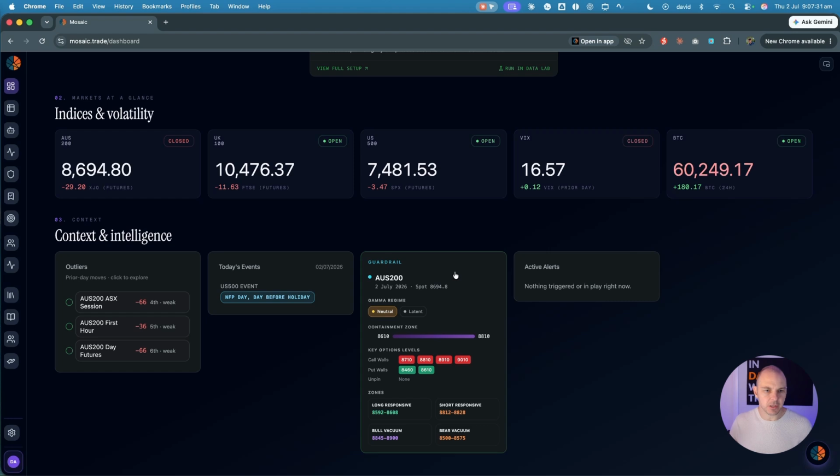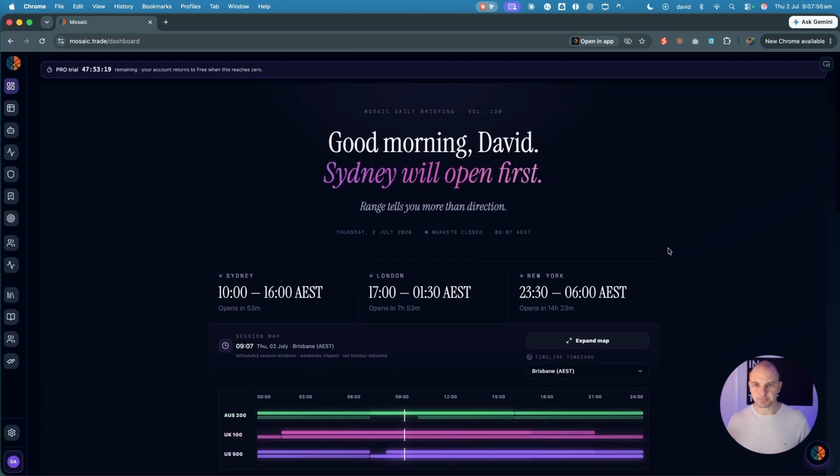Guardrail here, this just defaults to the Aussie 200. We'll go into this separately, but that tells you, in terms of options chains, etc., where our market maker is positioned today in terms of options on the Aussie 200. And active alerts, obviously this is a new account, so no alerts at the moment.